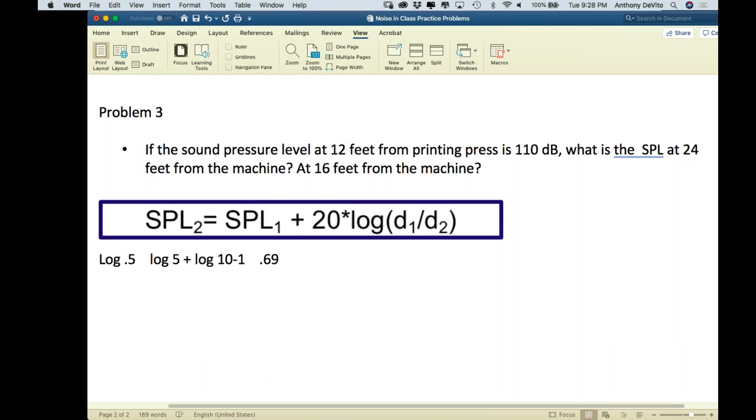0.69 plus the logarithm of 10 to the minus 1. What's the logarithm of 10 to the minus 1? It's minus one. So it's 0.69 minus one. What does that equal? Negative 0.31, right? Okay, so let's fill out our formula now.